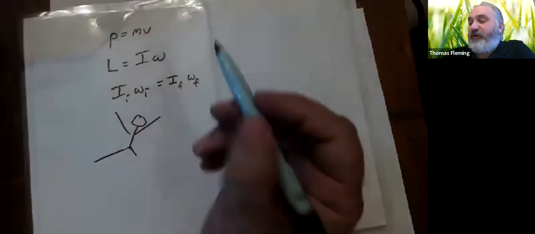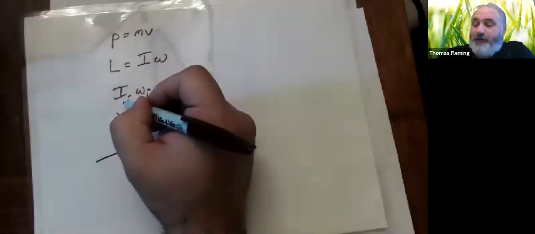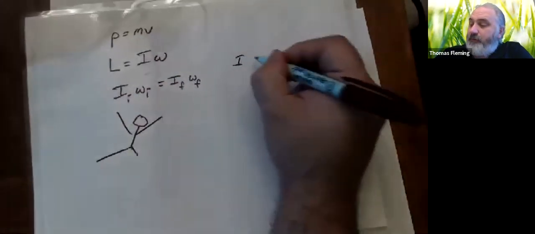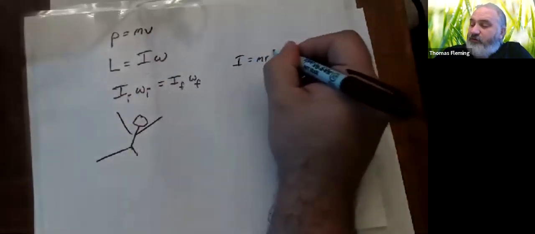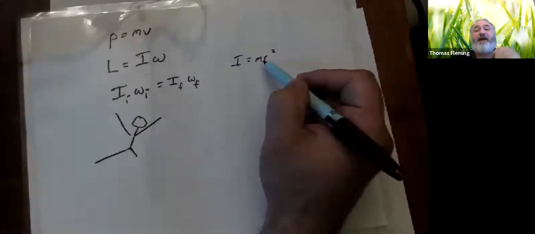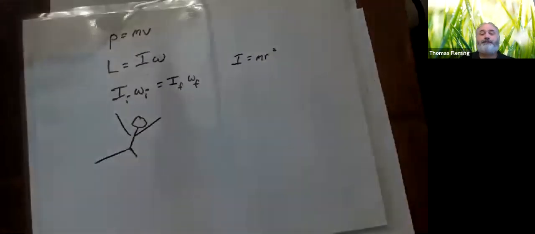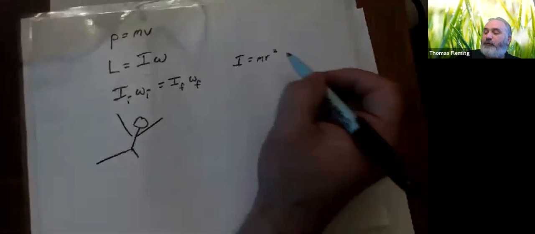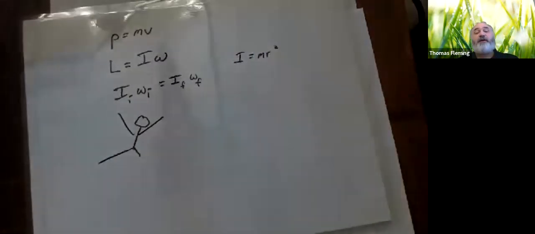What's going to happen is, your moment of inertia, I, remember, for a point mass, was mr squared, where r is the distance from the mass in question to your axis of rotation. Well, for a non-point mass, calculating I is complicated, but conceptually understanding how it works is not.